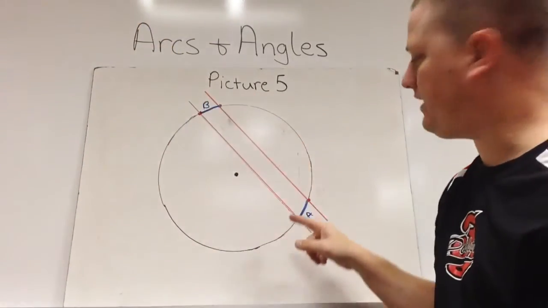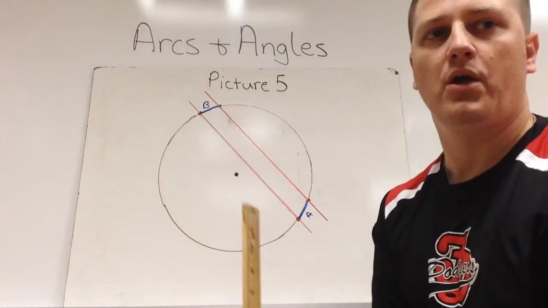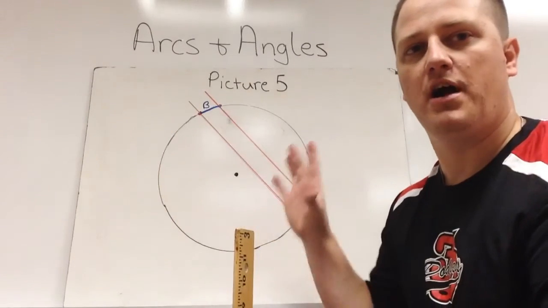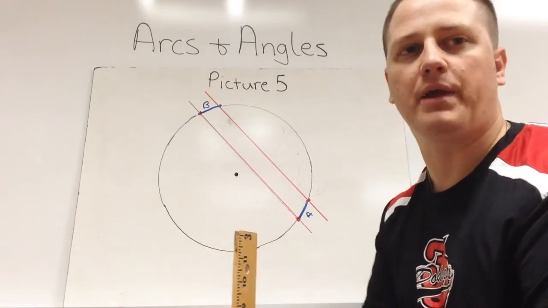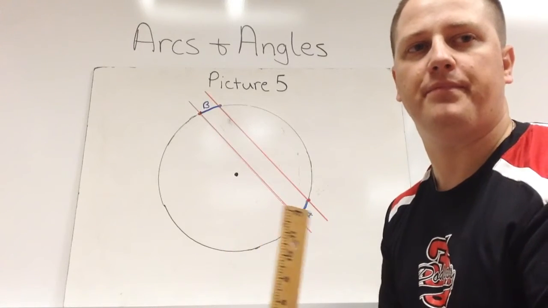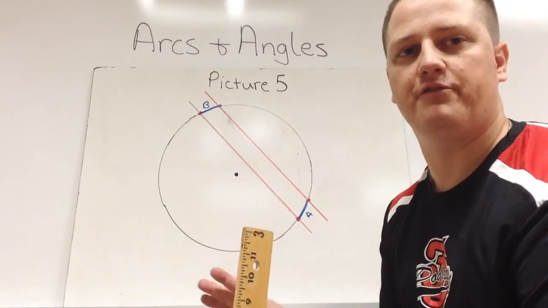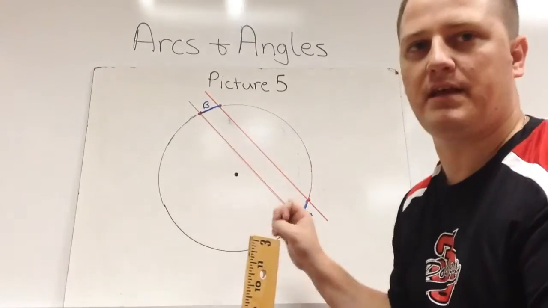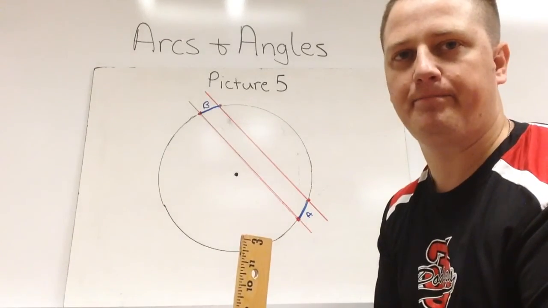What this does is it creates 2 arcs. We want to figure out the measure of both of those arcs so that we can compare the size of 2 arcs made by the same 2 parallel lines.